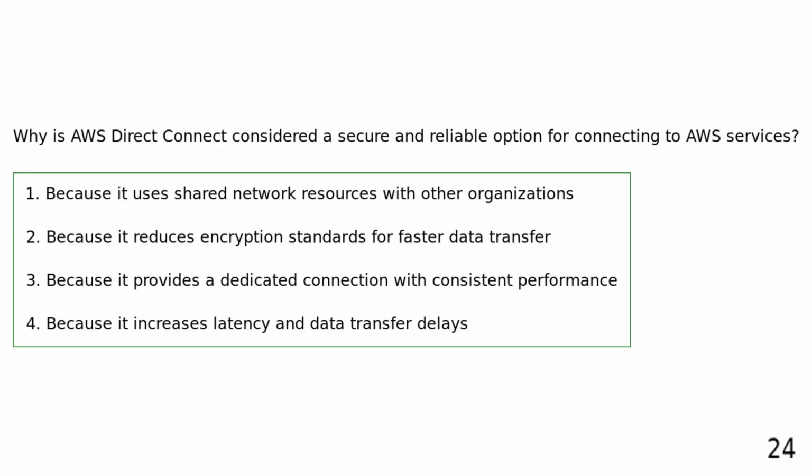Why is AWS Direct Connect considered a secure and reliable option for connecting to AWS services? Because it uses shared network resources with other organizations. Because it reduces encryption standards for faster data transfer. Because it provides a dedicated connection with consistent performance. Because it increases latency and data transfer delays.